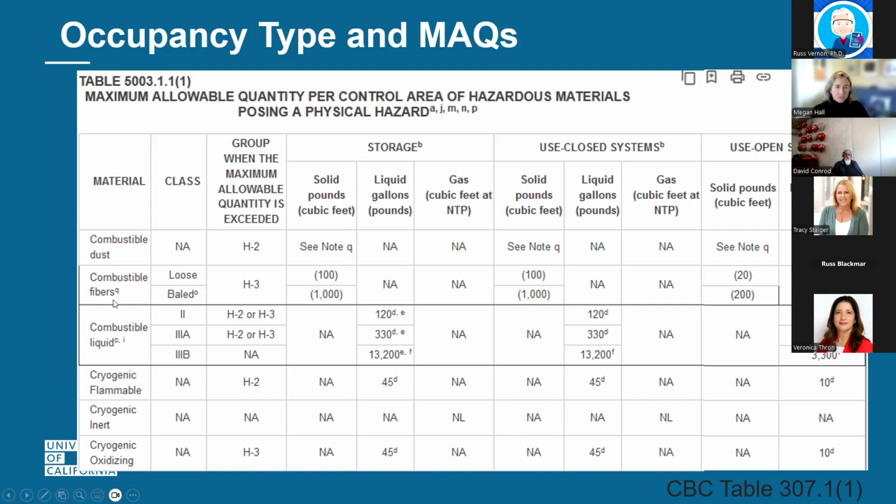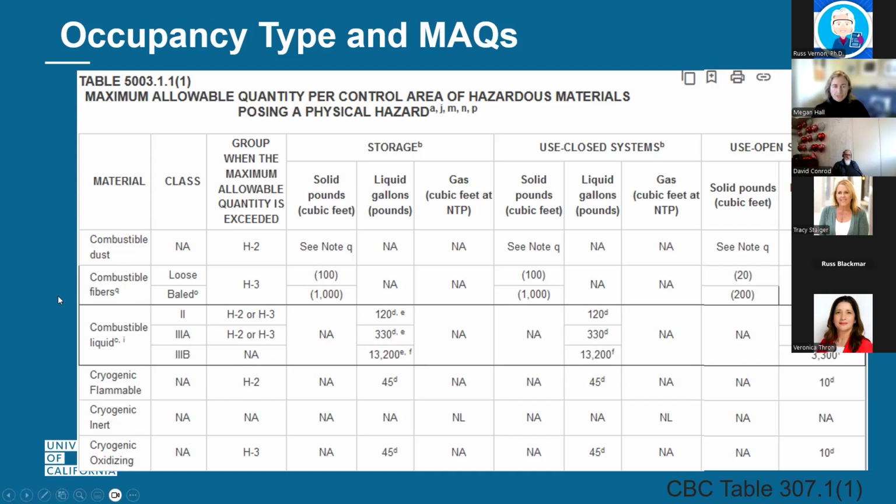All right, so the way this works, let's just look at this example. Combustible liquid class 2, that would be like diesel fuel or acetic acid. If you exceed the MAQs, you would be a group H2 or H3 occupancy. So you can be up to the control area limits, or else you get bumped to an H2 or H3 occupancy. So this tells you what type of H would be appropriate for this type of material. And so the storage limit for class 2 combustible liquids is 120 gallons. And that's just the baseline amount, not accounting for sprinklers or storage.